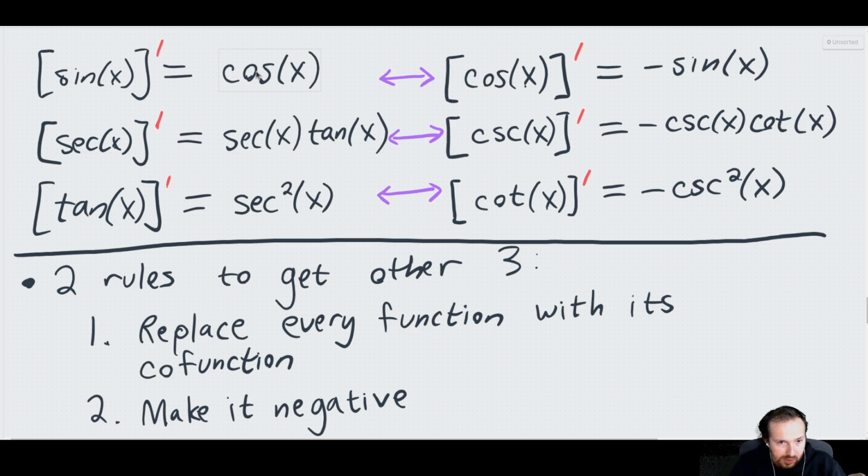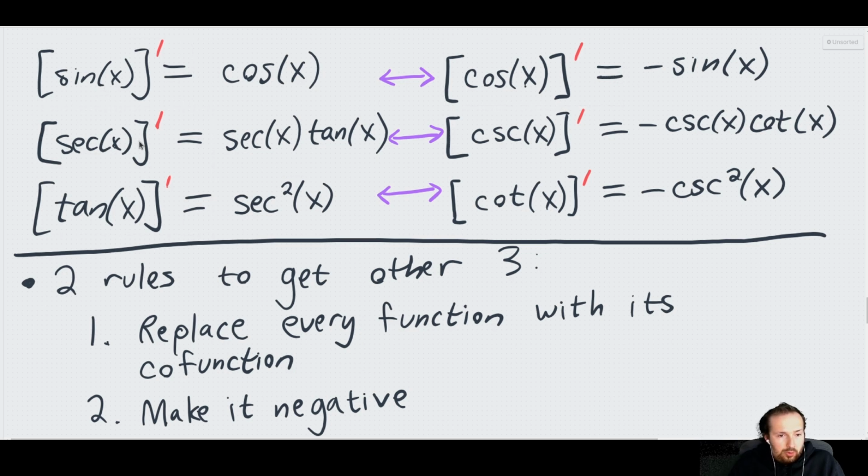And then instead of cosine, well, remember what's its cofunction? It starts with CO, so take away that. Cosine becomes sine. So sine goes to cosine goes to sine. That's rule number one. Replace every function with its cofunction. And then rule number two is make it negative. So we add a negative sign or multiply by -1, if you want to think of it like that. So there you go. If you can remember this one on the left and you understand these two rules, you can get the other one on the right, this derivative of cosine. So you don't have to remember the derivative of cosine anymore if you remember these rules instead.